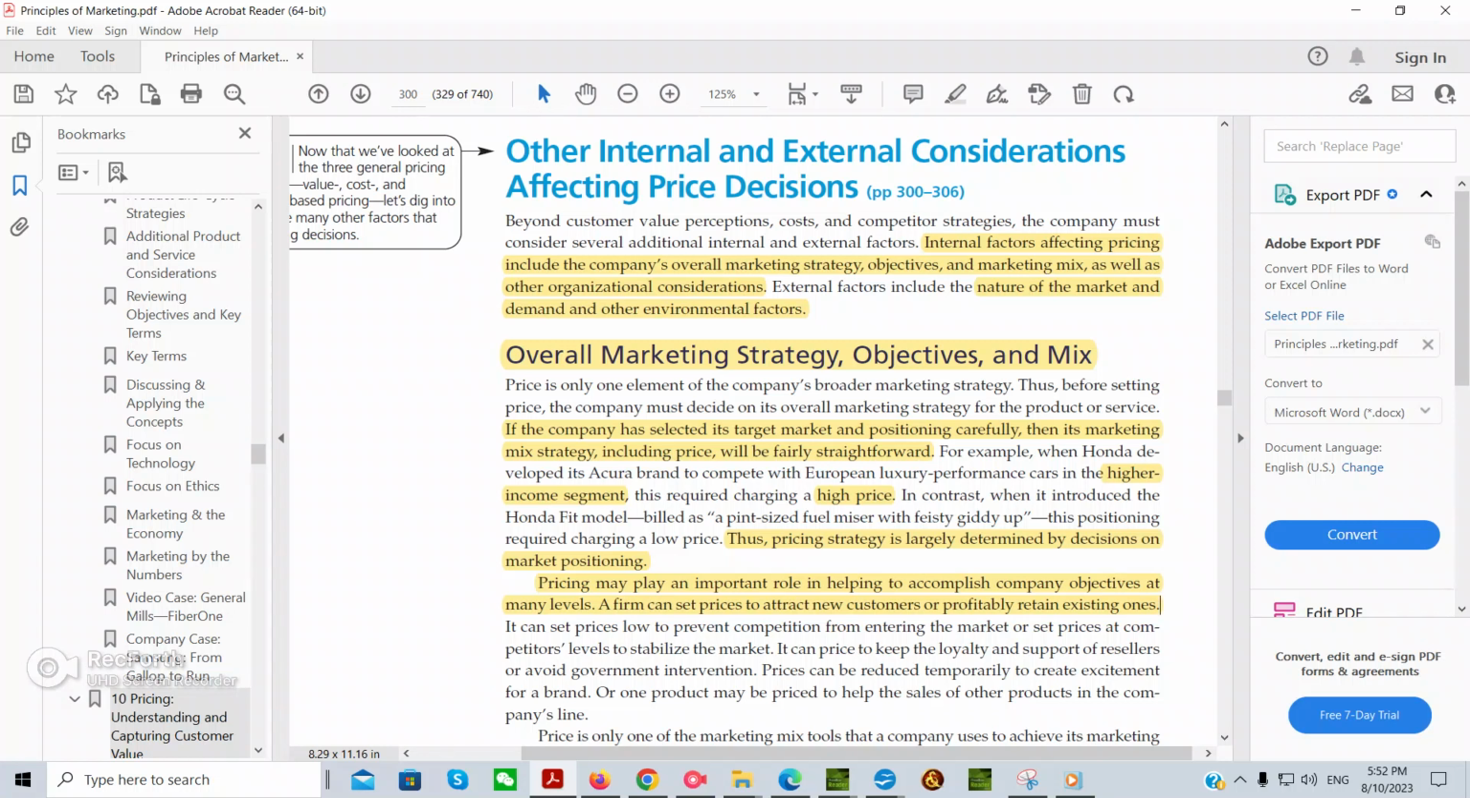It can set prices low to prevent competition from entering the market, or set prices at competitors' levels to stabilize the market. So those are two different strategies. One way to get market share is called undercutting your competition, which means making your price less than your competition. That is a good strategy if you can make it work profit-wise, meaning if it's cheaper for you, at whatever rate the difference is.